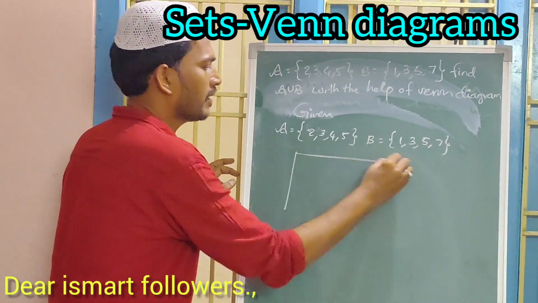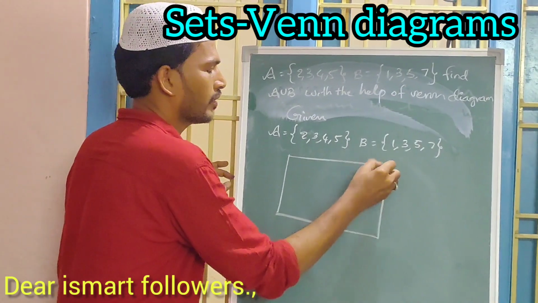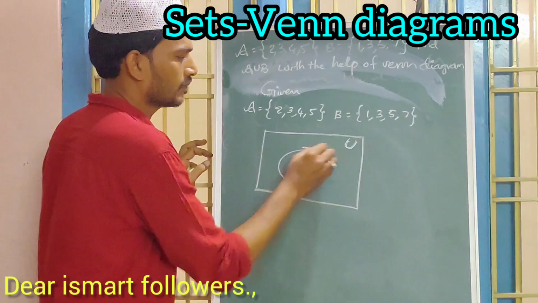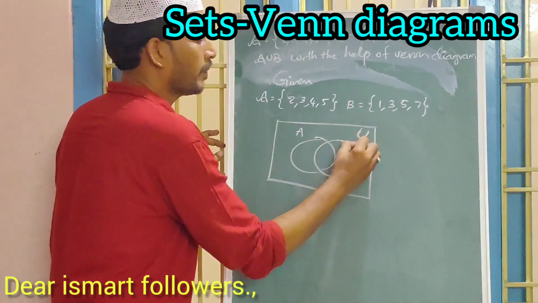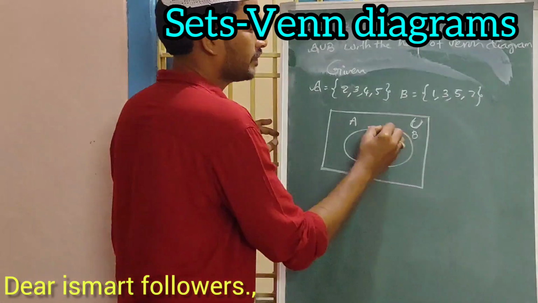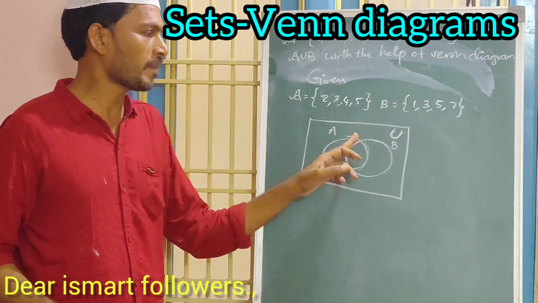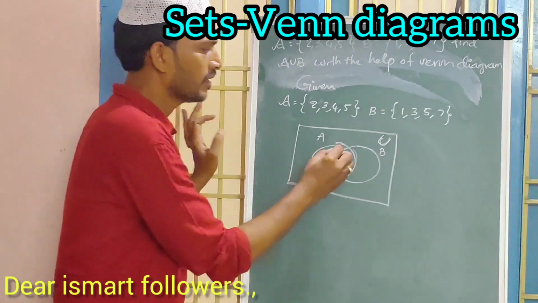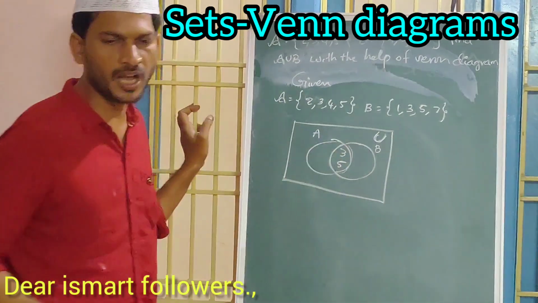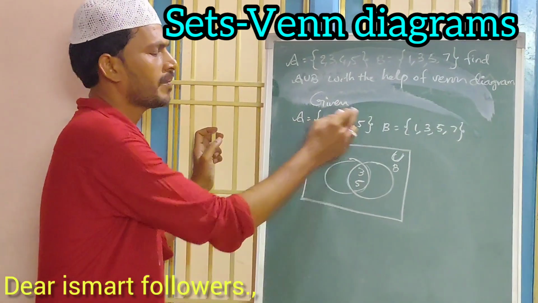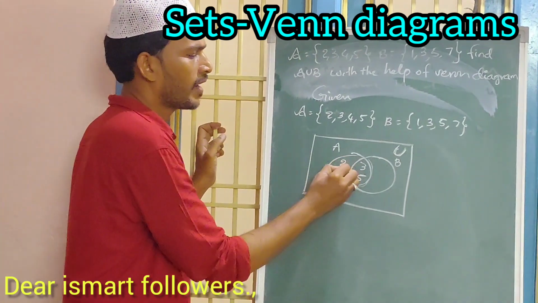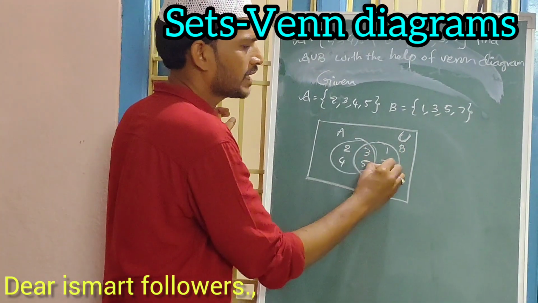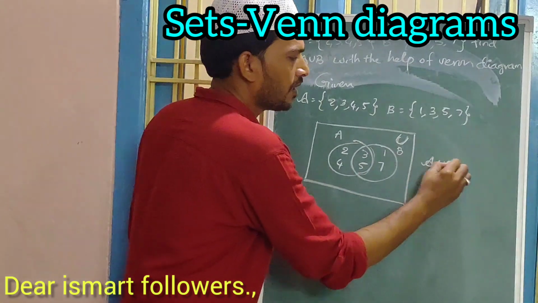First draw the Venn diagram. Mu or U, both are the same. Draw A and B, and mark the common place between A set and B set. What are the common elements in these two sets? 3, 5, right here in the common place. In A set the remaining elements are 2, 4. In B set the remaining elements are 1, 7.